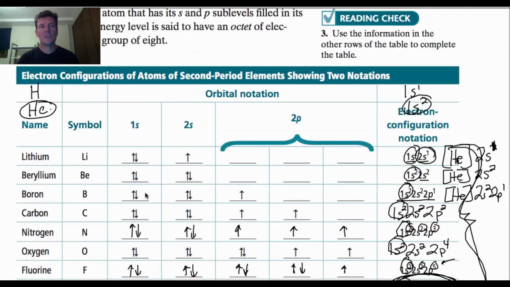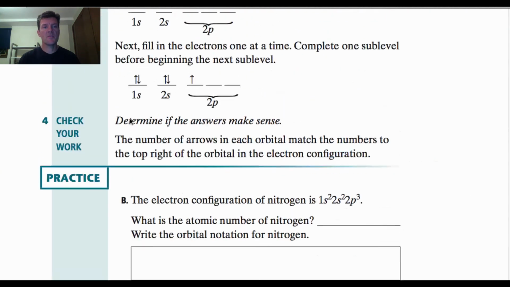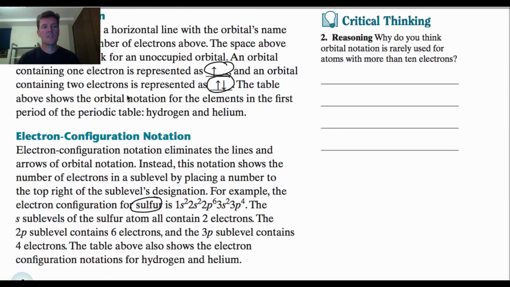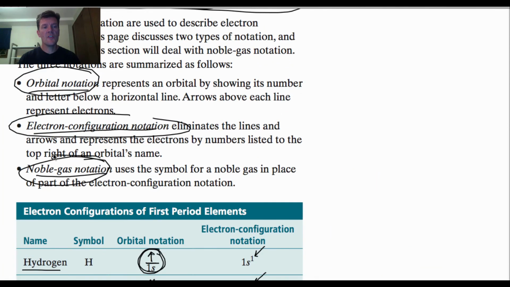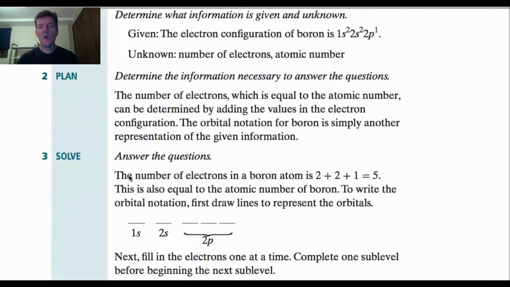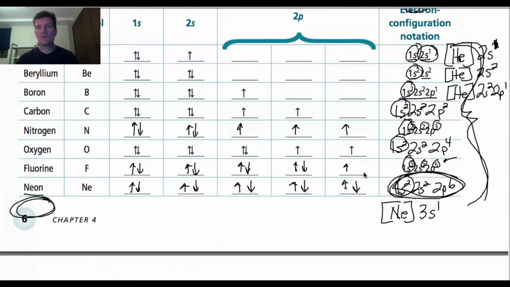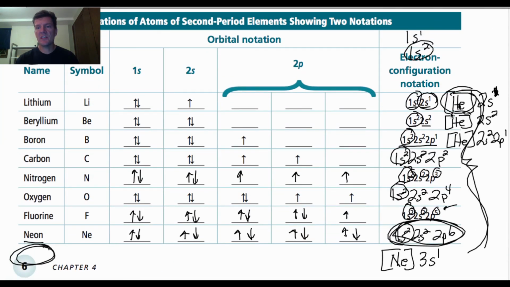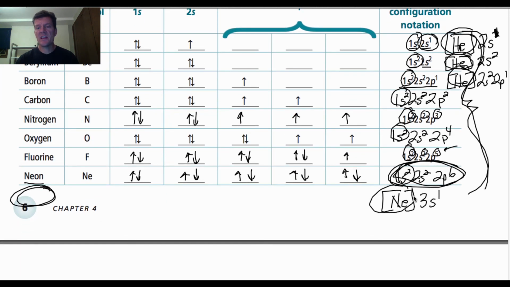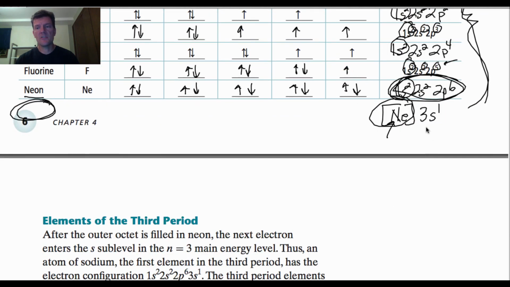I mentioned it up here but didn't show you yet, this is called noble gas notation. Only the noble gases can be used in place of something. Helium is a noble gas. Neon is a noble gas. Only the noble gases can be used in this method. Okay? And then you just add on what is additional.